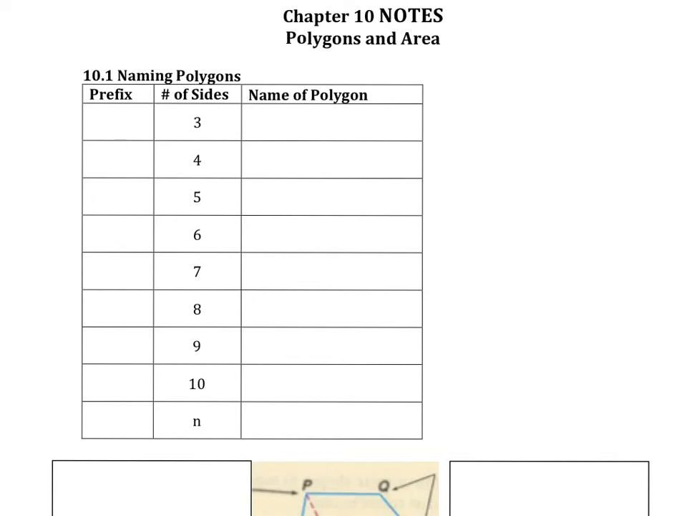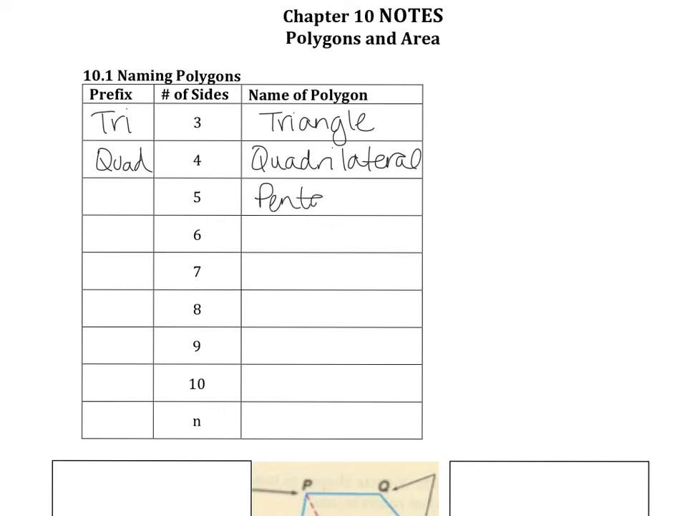Three-sided polygon, we should all know that one. That is a triangle. And the prefix there is tri, meaning three. Four-sided polygon is called a quadrilateral. Prefix there is quad, four sides. Five-sided polygon is a pentagon, and penta is the prefix.